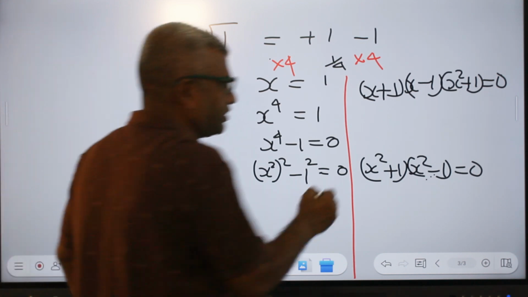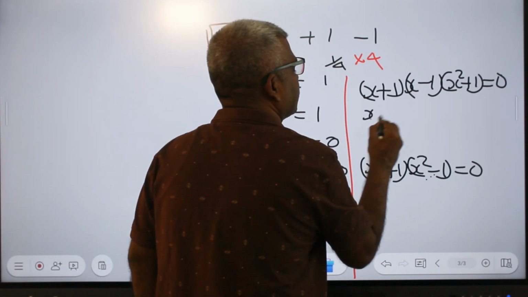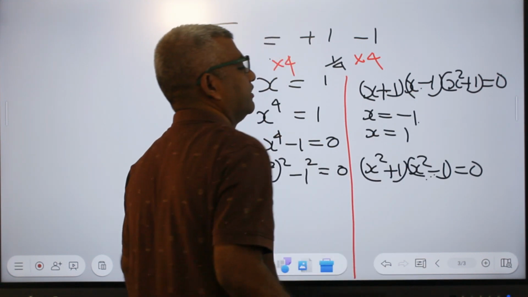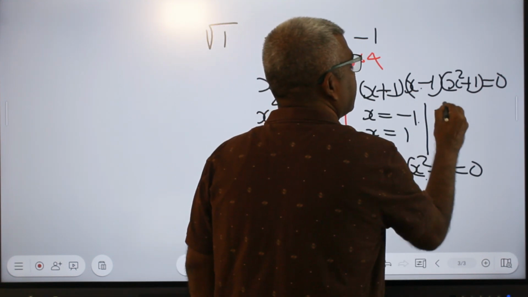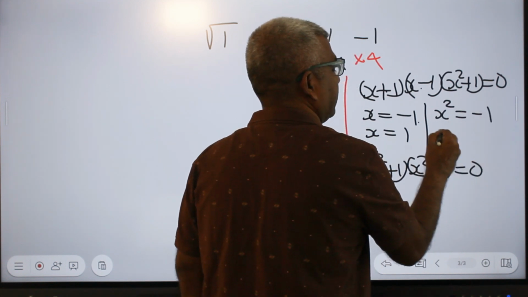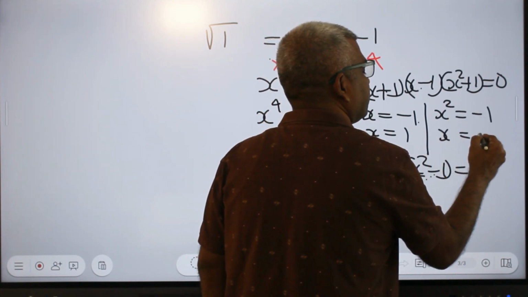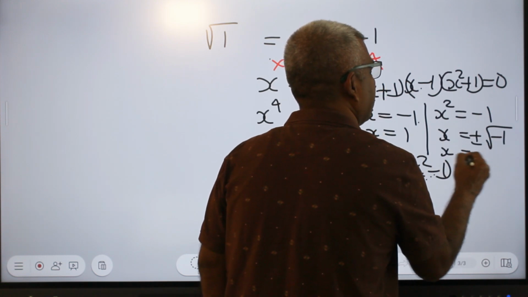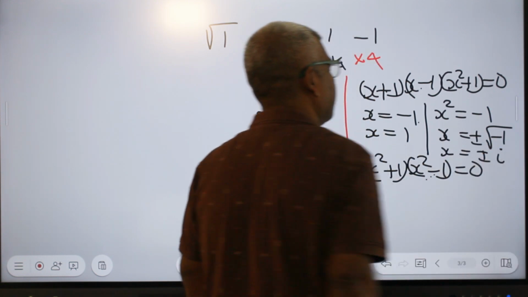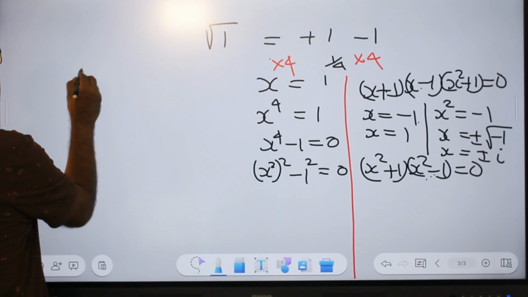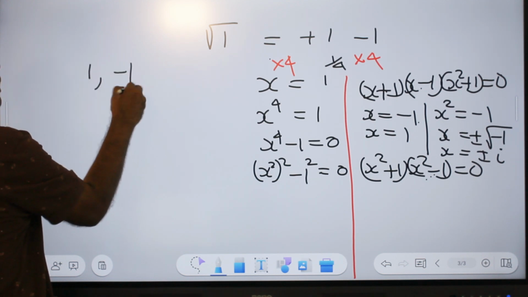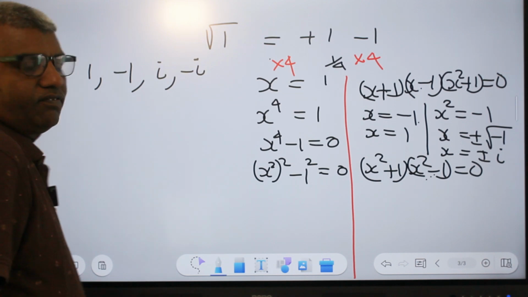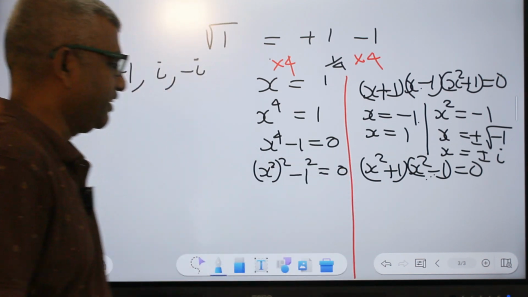So what are the fourth roots? X is equal to minus 1, x is equal to 1. Then x squared is equal to minus 1, so x is equal to plus or minus square root of minus 1, which is plus or minus i. The four roots are 1, minus 1, i, minus i. Note it down until now.